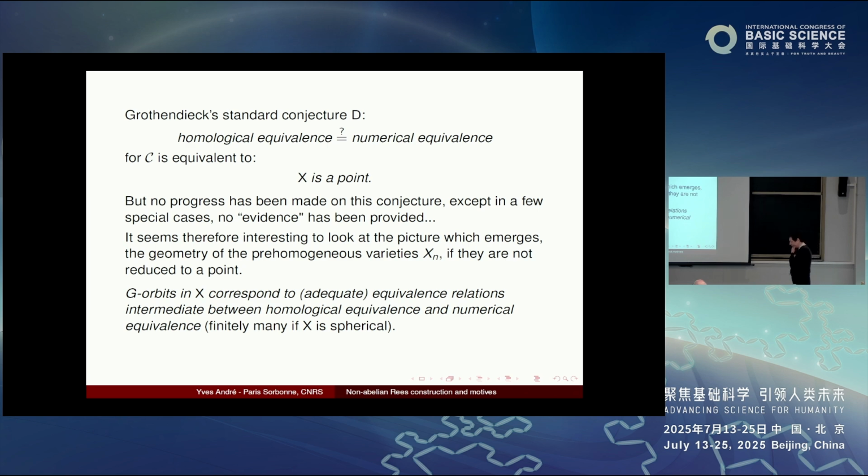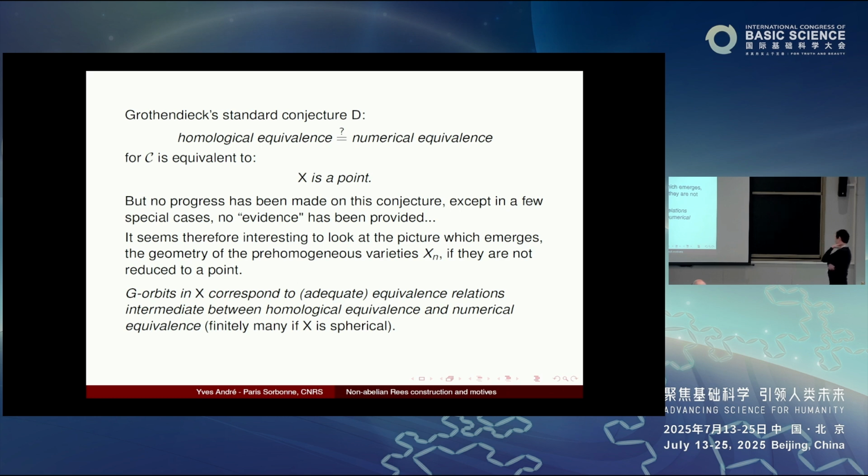So now there is this famous Grothendieck standard conjecture, which predicts that homological equivalence is the same as numerical equivalence for, let's say, our category of motives C. This is equivalent to the fact that this X, this pre-homogeneous variety, is just a point. But as everybody knows, no progress has been made on this conjecture except in a very few special cases. And moreover, no general evidence has been provided for this conjecture, in fact.